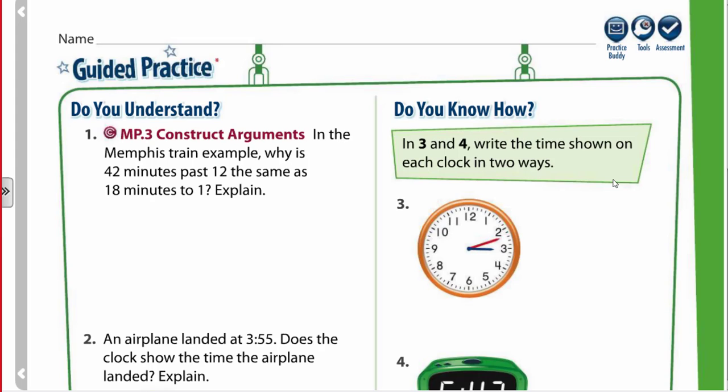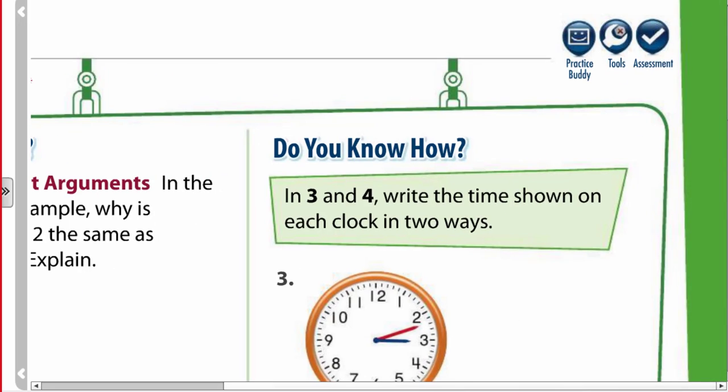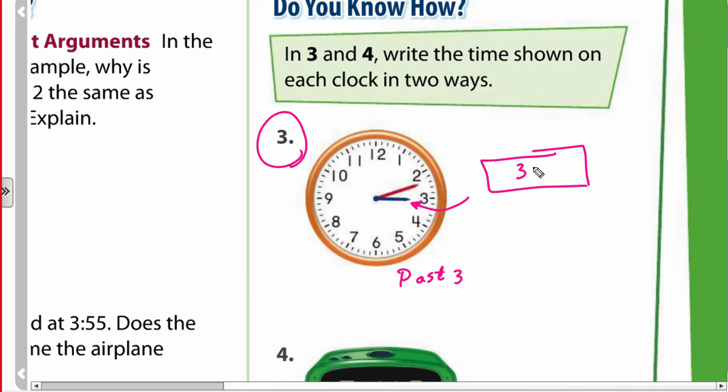And move to this page. Question number 3. We need to write the time shown on each clock in 2 ways. So let's start with question number 3. Omar? Yes, mister? Okay, Omar, let's start with the hour. The hand of the hour is past 3. Excellent, past 3. And if we write it as digital, it will be 3 in the hours.